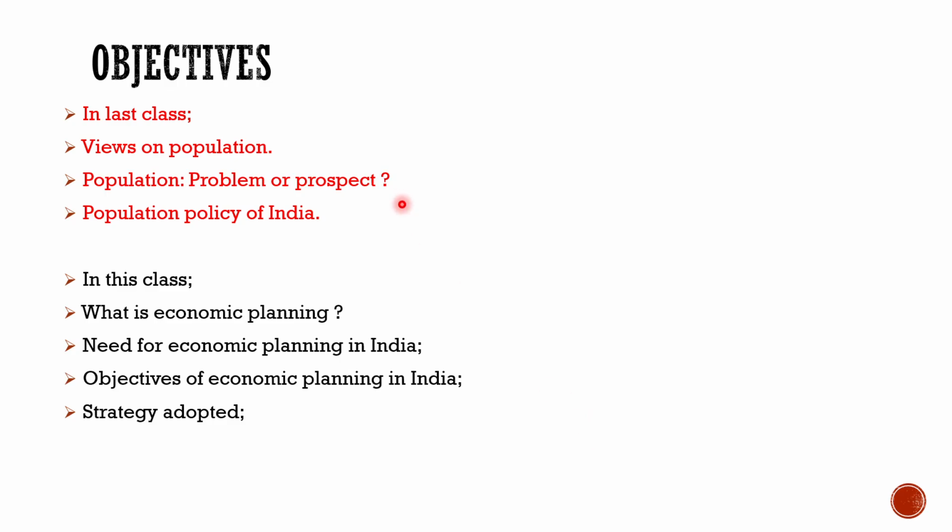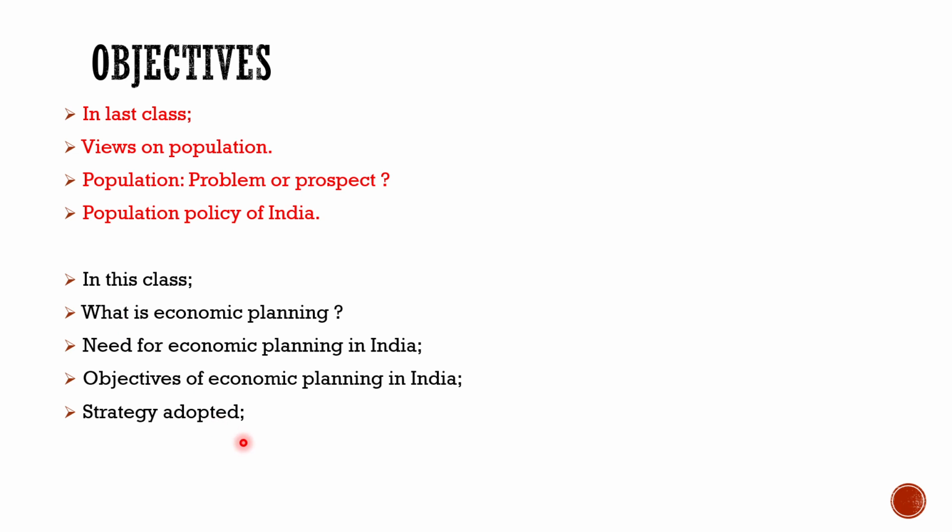In the last class we went through various theories of population and population as a problem or a prospect for India, and we went through what population policy India adopted after independence. In this class we'll be going through what economic planning is, the need and objectives of economic planning in India, and the strategy adopted throughout this time period.